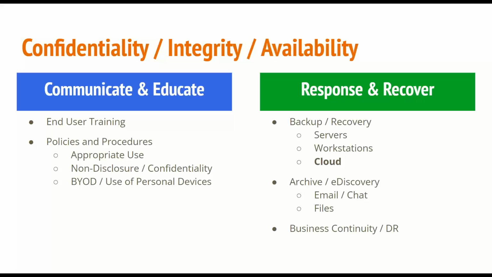So with CIA on the response and recovery side, again, here it's backup and recovery. And when we think of backup recovery, too often we think of servers and workstations. We need to back up and be able to recover what's in the cloud. So with Google Workspace and Microsoft 365, both vendors have a shared responsibility model. Their responsibility is to keep the service up and running and to keep it accessible to you and to provide the mechanisms by which you can protect your data.